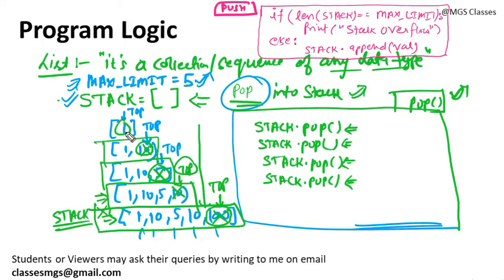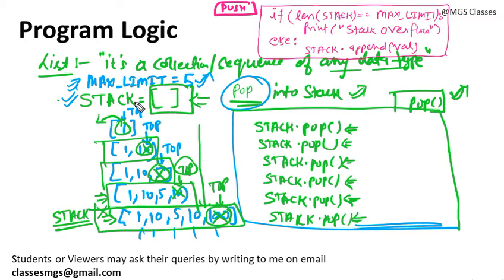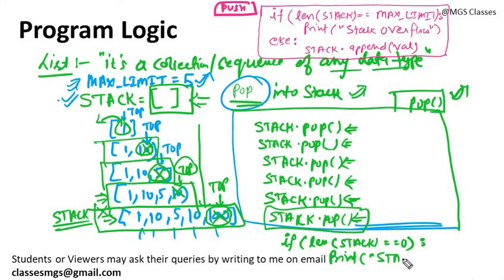This is the one element left. Now if you call stack.pop again, this one also gets deleted, and your list will become empty. And if you call the stack.pop method again, when there is no element left in this stack, then we should give the error message to the user that the stack is underflow. So how will you give this error? If the length of the stack is equal to 0 and you are trying to call the pop method, then we will print the error message stack underflow.